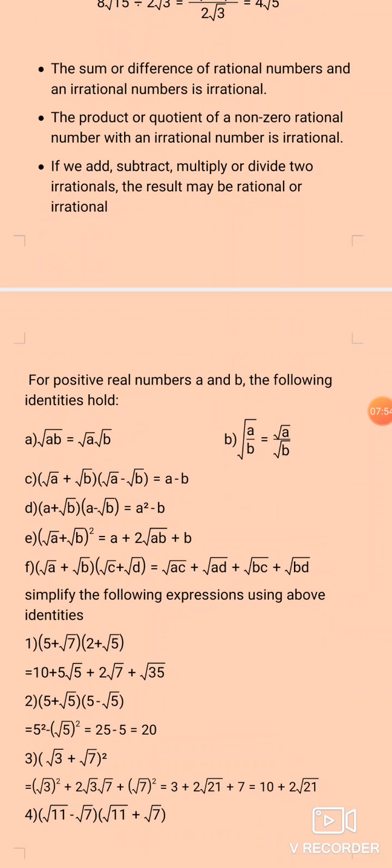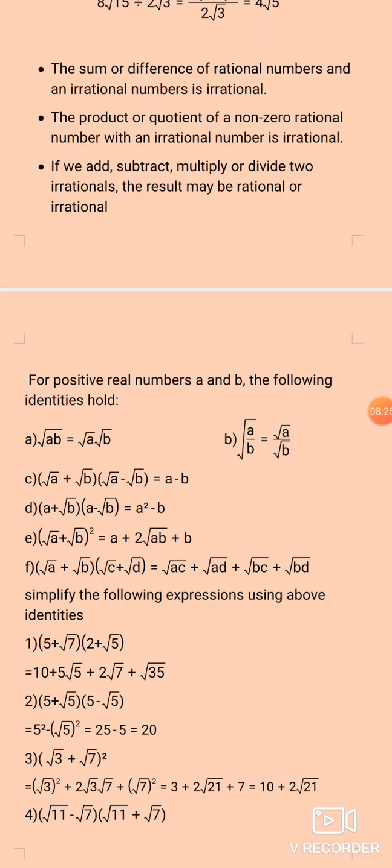Now listen, the simplification. Simplify the following expression using above identities. So 5 plus root 7 into 2 plus root 5. A plus b into c plus d. When we apply it, what? First 5 into 2, 10, plus 5 into root 5, plus 2 into root 7, plus root 7 into root 5, root 35. Now listen, here no like terms are there, keep that answer in that way itself.